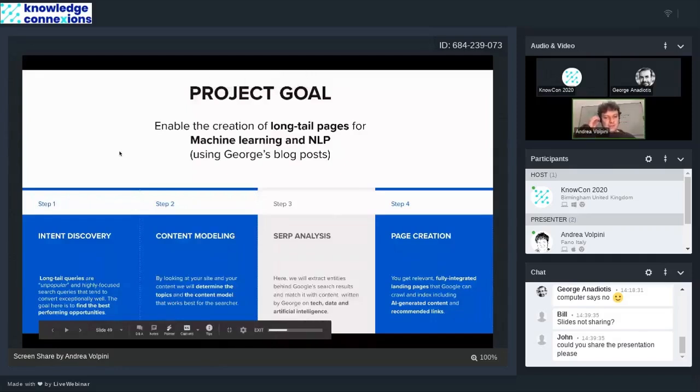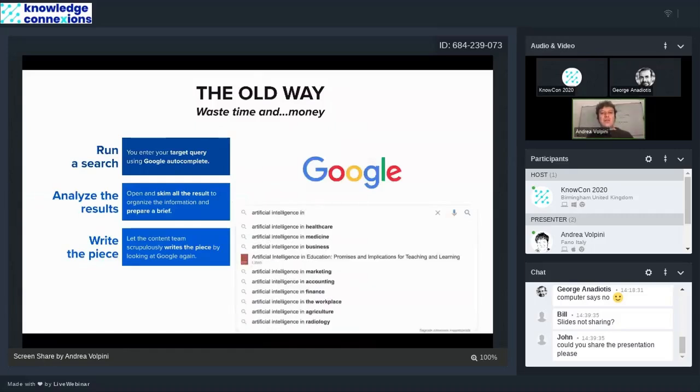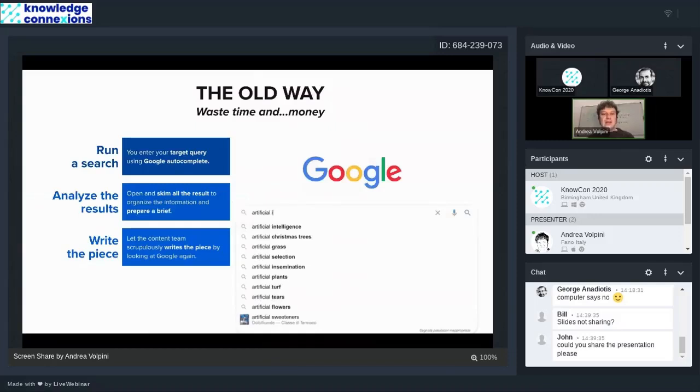Getting the intent, modeling the content if needed, and then analyzing the results of Google for that specific query, and then based on the entities that we get out of the results, build the page. That's the goal of this session. And let's start with the way in which we can seed the intent.